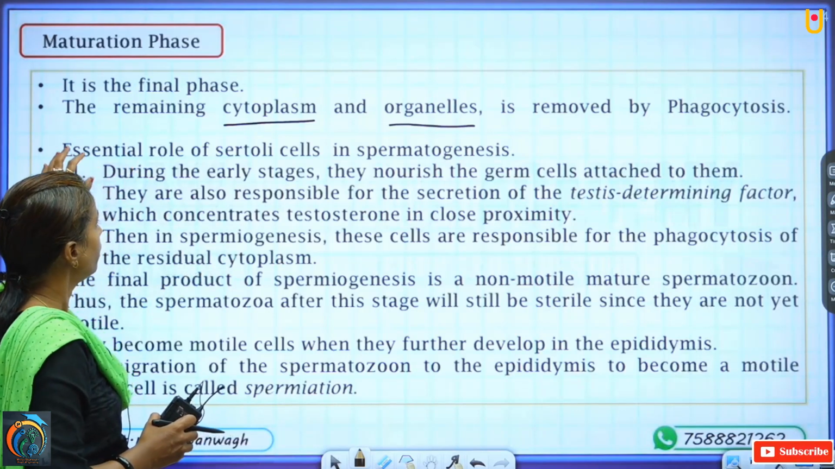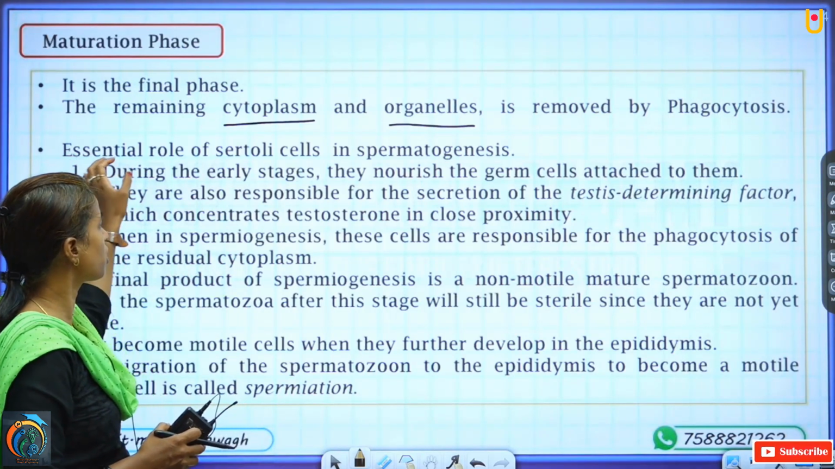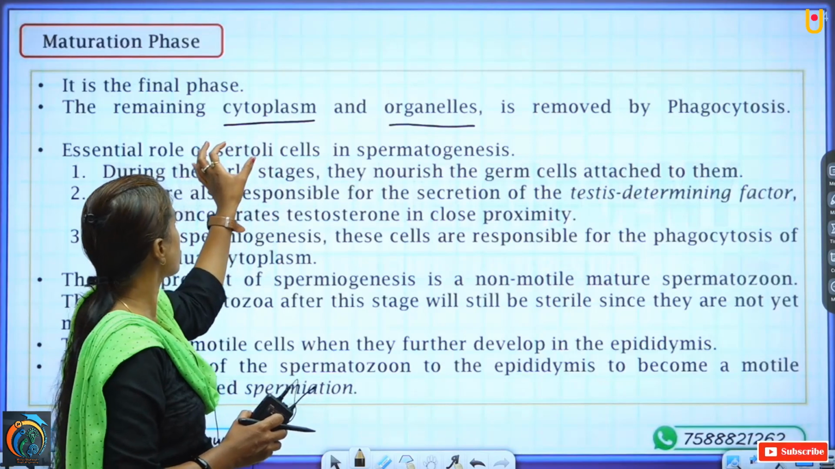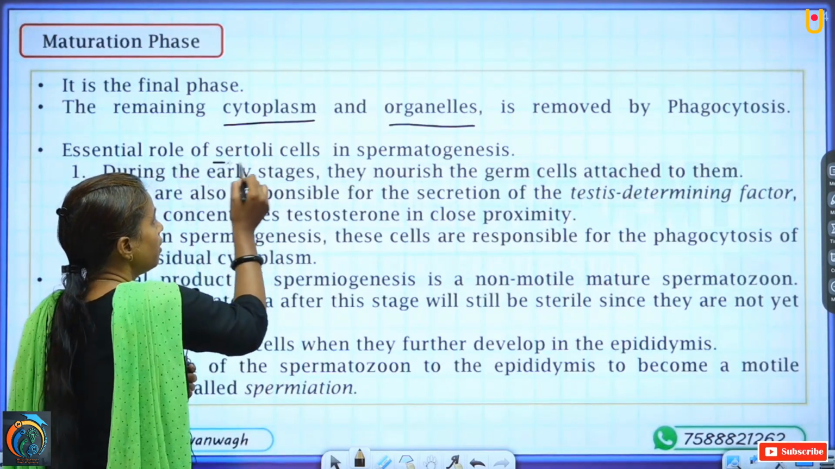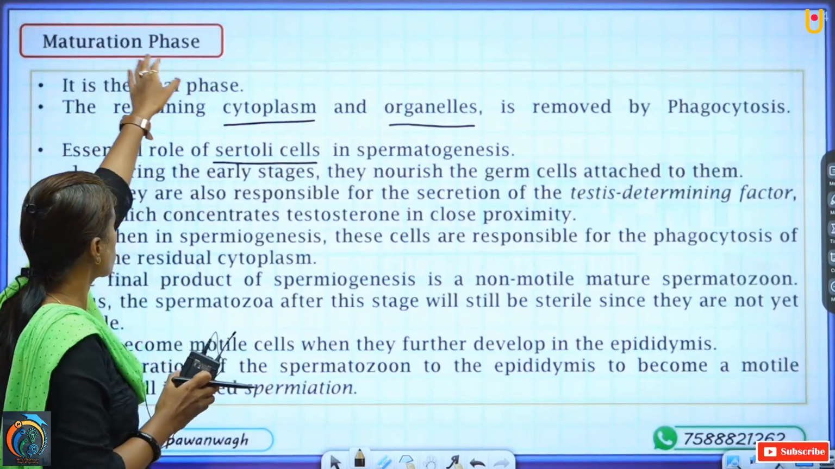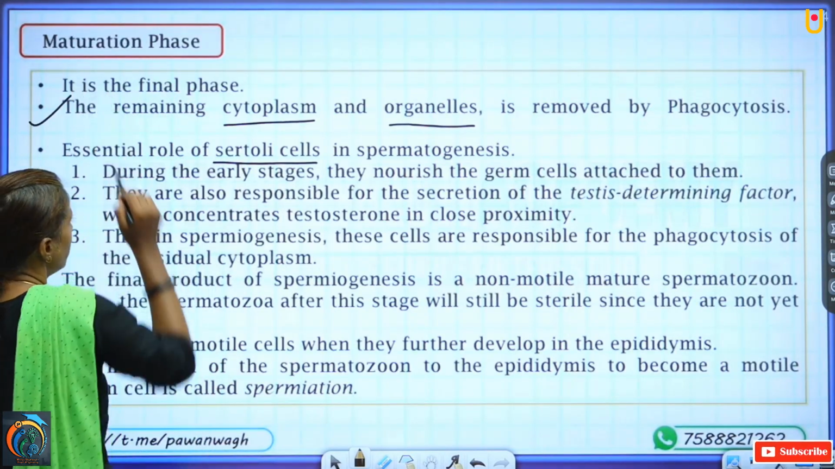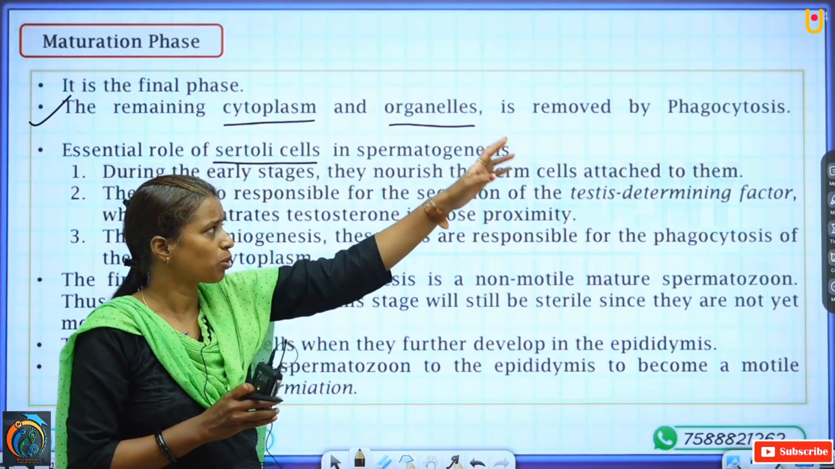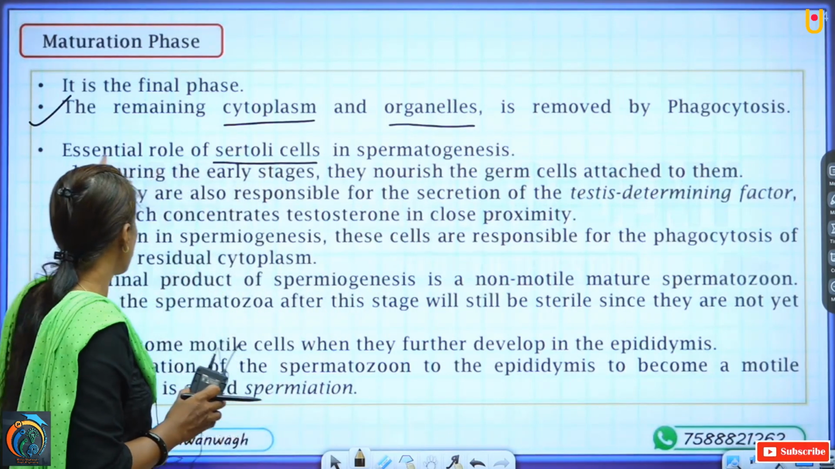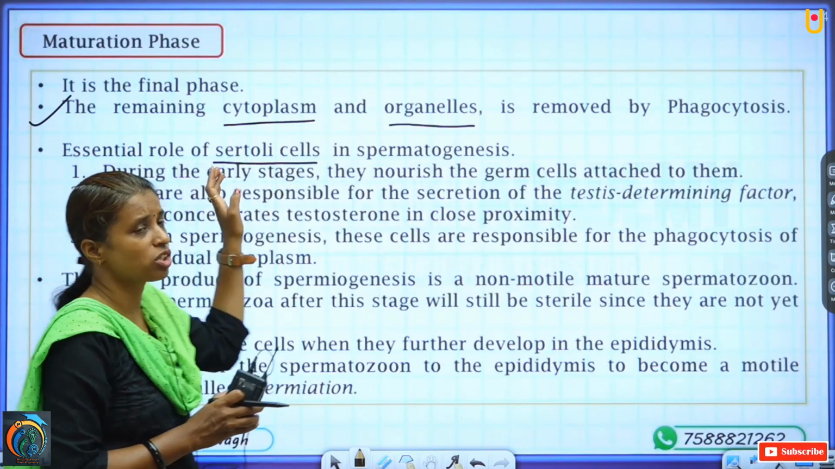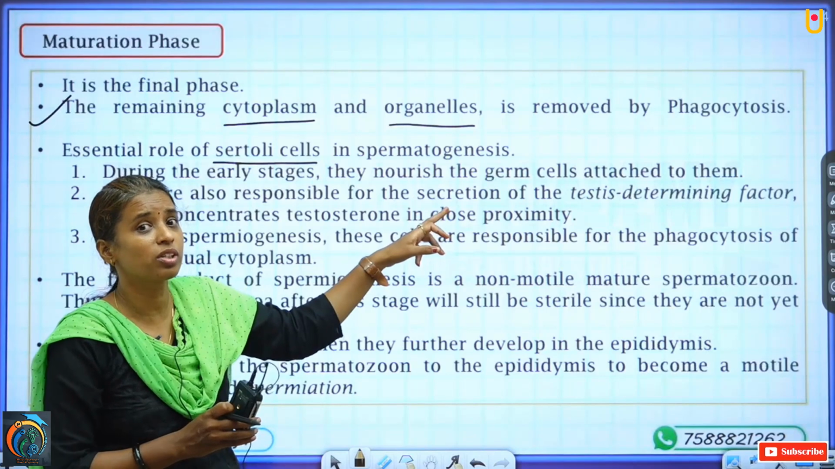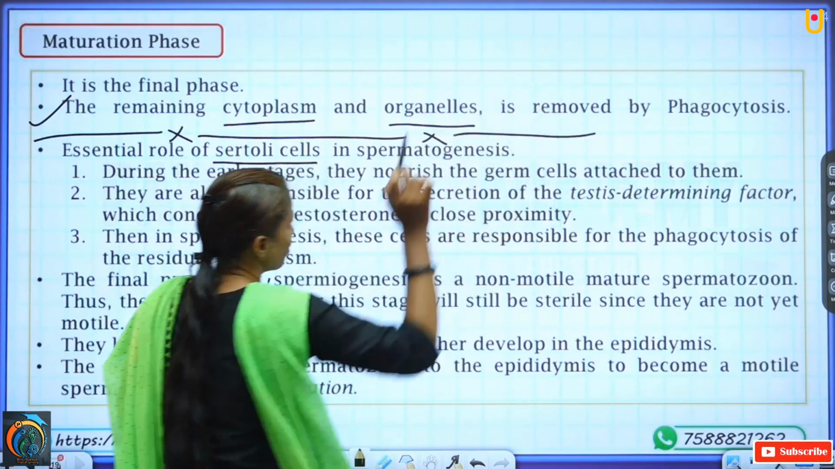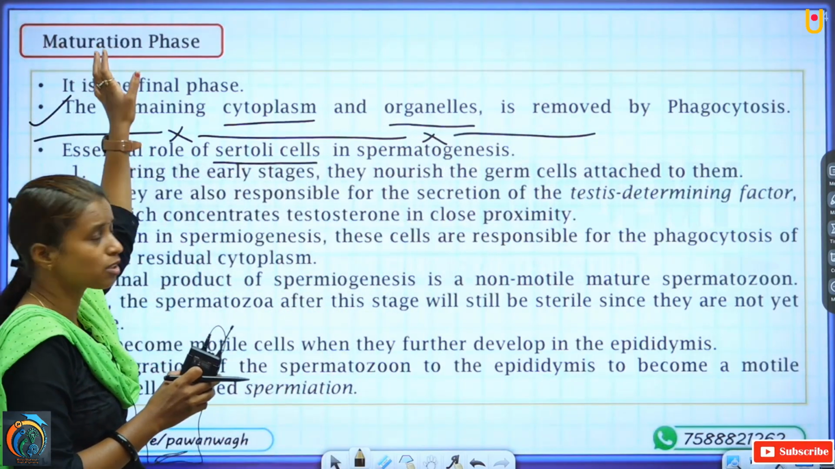process. And now what will be the essential role of Sertoli cells in spermatogenesis? We have seen in spermatogenesis that Sertoli cells are the nurse cells. Here in the maturation phase, only this thing is taking place, that the remaining cytoplasm and organelles are removed by the process of phagocytosis. Now this is the next subpoint. What will be the essential role of Sertoli cells in spermatogenesis? Up to this, we have completed spermiogenesis. This was the last phase of spermiogenesis, the maturation phase.